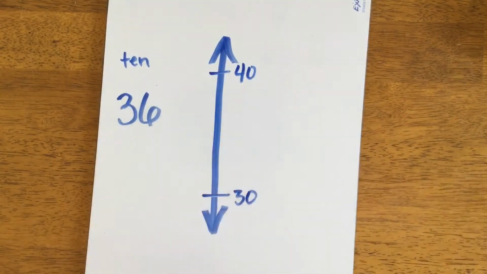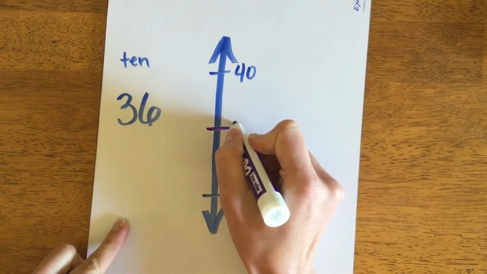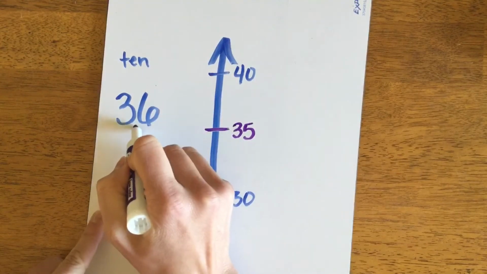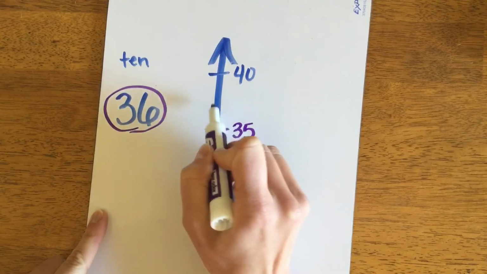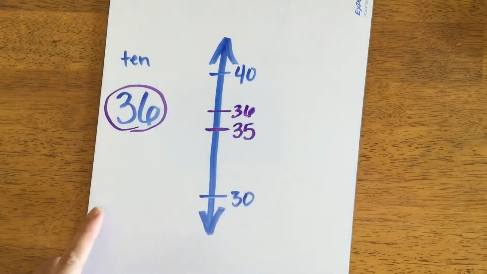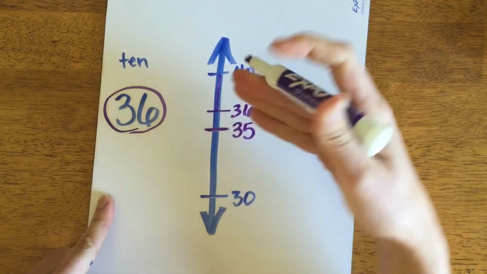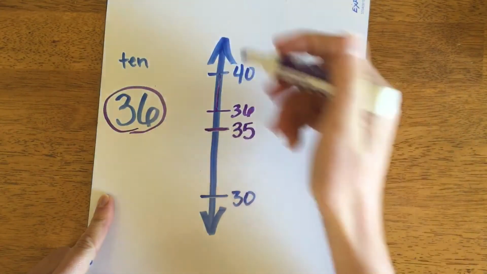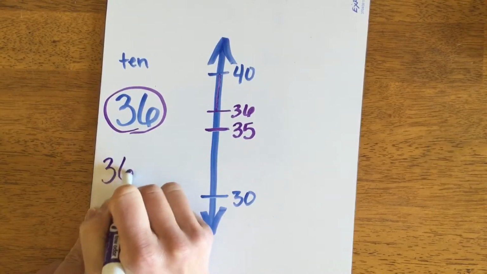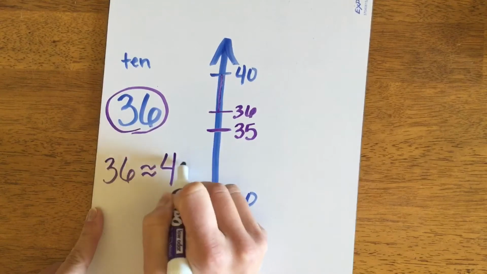When we have a vertical number line, we can also identify the midway point. The number in between 30 and 40 is 35. If I were to put 36 on this number line, I may just make it a notch higher than 35. So we can clearly see on this number line that 36 would round to 40 rather than 30 because it's so much closer. To write this in numerical terms, you would say 36 is approximately 40.